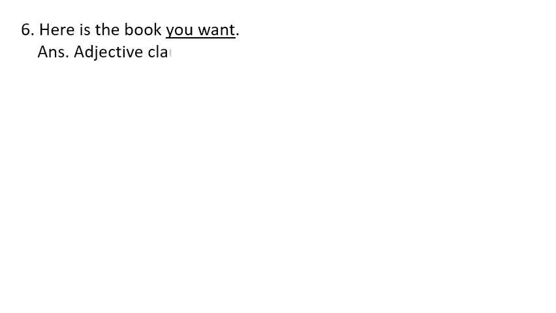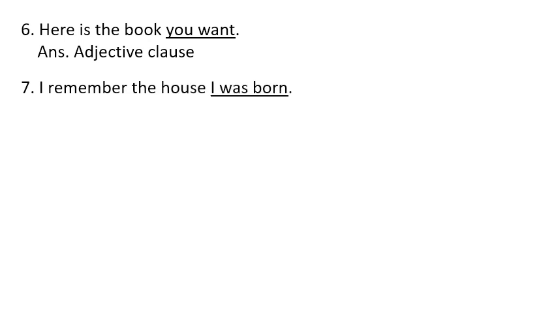Number 6, here is the book you want. So here the subordinate clause is you want and it is modifying the noun the book. That is why it is an adjective clause. Number 7, I remember the house I was born. So here the subordinate clause is I was born and it is modifying the noun the house. That is why it is an adjective clause.